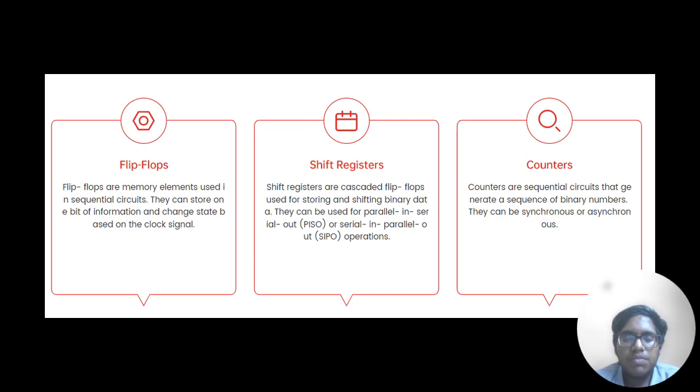Flip-flops. Flip-flops are memory elements used in sequential circuits. They can store a bit of information and change states based on the clock signal. Shift registers. Shift registers are cascaded flip-flops used for storing and shifting binary data. They can be used for parallel in serial out (PISO) or serial in parallel out (SIPO) operations. Counters. Counters are sequential circuits that generate a sequence of binary numbers. They can be synchronous or asynchronous.